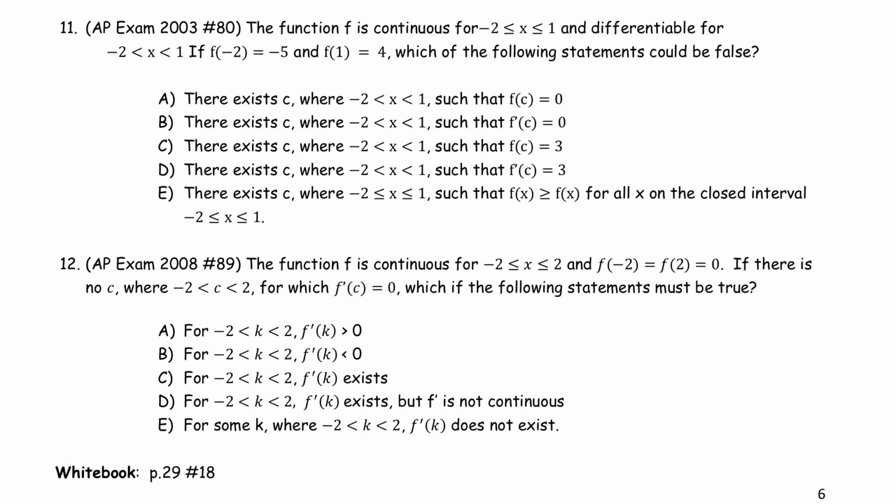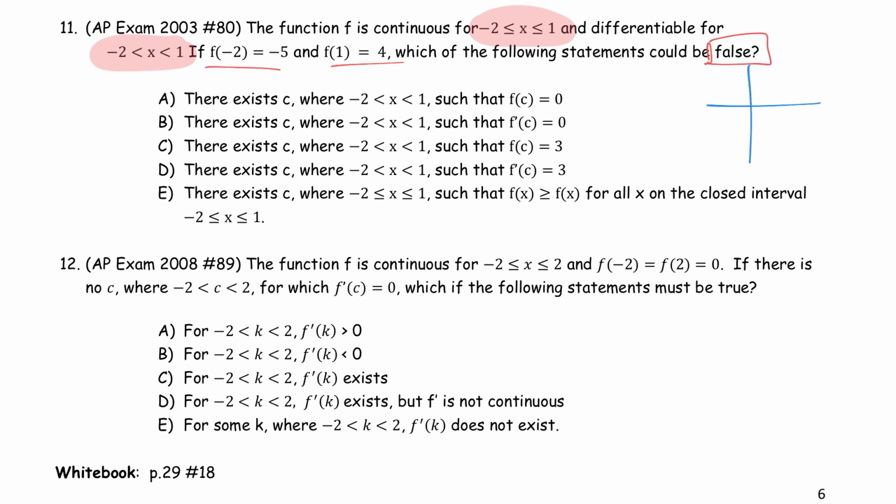All right, so for these next two problems, we're going to need to think about all of the theorems that we've learned so far from your gold sheet to answer these two AP questions. So the function f is continuous, number 11, for negative 2 to 1 and differentiable for negative 2 to 1. And notice how we've got that closed and then open. That's going to be handy. If f of negative 2 equals negative 5 and f of 1 equals 4, which of the following could be false? Ooh, okay, so false is really big. Now, I see that we're given 2 points here. So let's go draw those 2 points.